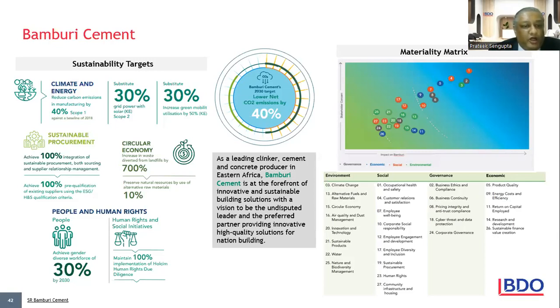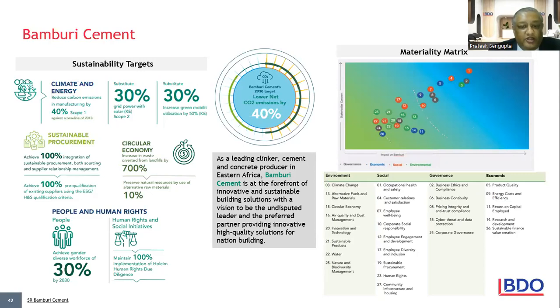That includes adoption of RE. It includes moving to cleaner mobility options, then looking at sustainable procurement, looking at circular economy. Cement is a very critical sector in the circular economy because a lot of waste from other industries can be used in cement kilns as fuel. So it's a very efficient way to get rid of waste and improve the circularity of any economy. They're also focusing heavily on people and human rights.